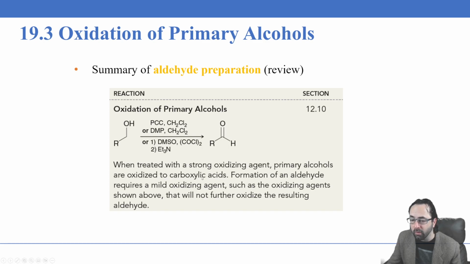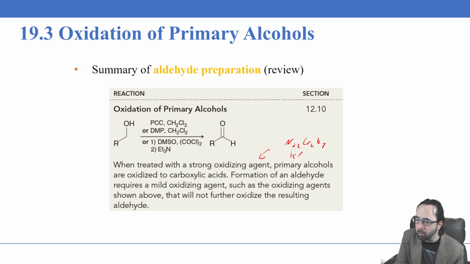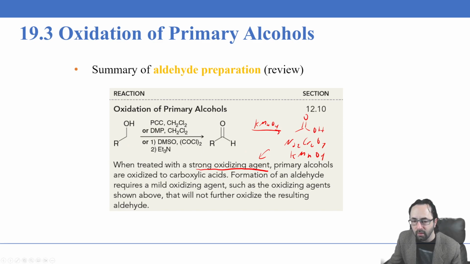Primary alcohols will be further oxidized to carboxylic acids if we use a strong oxidizing agent. And remember, what we mean by strong oxidizing agent is something like sodium dichromate in acid, or chromic acid, or potassium permanganate. If we use those, you're going to oxidize further beyond this. So if we used, let's say, KMnO4, we would oxidize further and get the carboxylic acid. But if we just want to get an aldehyde, we should use a soft oxidizing agent such as these.